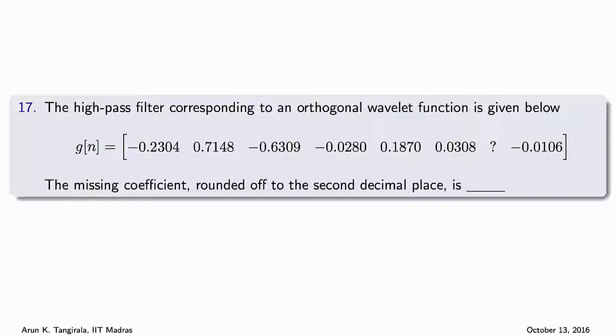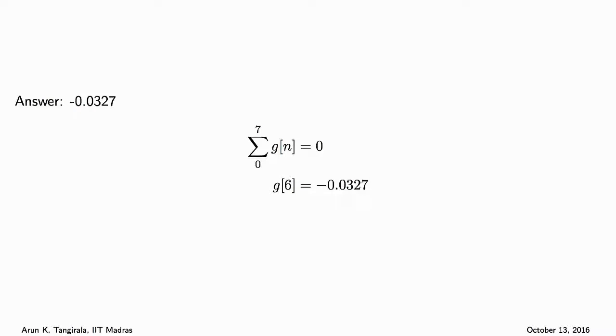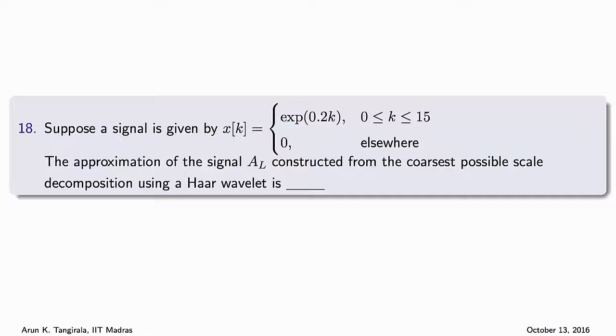Here the wavelet is being described by the filter coefficients, and what has happened is one of the coefficients has gone missing. We do not know where, and we are supposed to find out this missing coefficient. We are given that it is an orthogonal wavelet function. What does it mean? We know from the property of wavelets that the sum of the impulse response coefficients of the wavelet filter should add up to 0, and therefore, the missing coefficient we have discovered as minus 0.0327. So, very straightforward, but a good simple question.